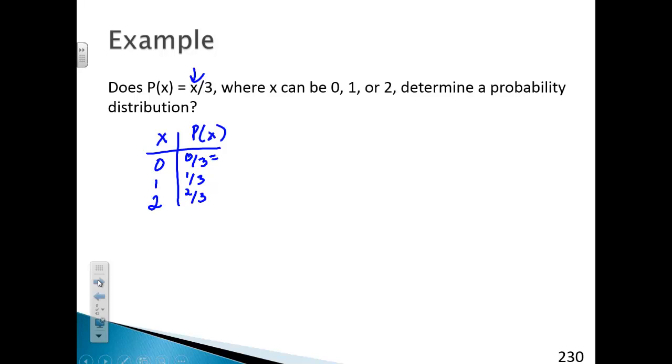Well, 0 over 3 is just 0. So the two requirements are met. All the values are between 0 and 1, and they add up to 3 over 3, which is equal to 1. So the answer to this question is yes, it is a probability distribution.